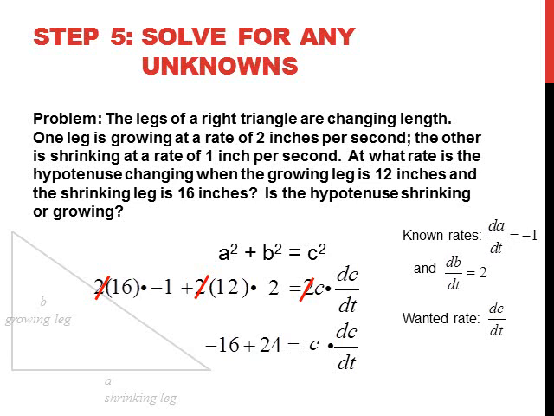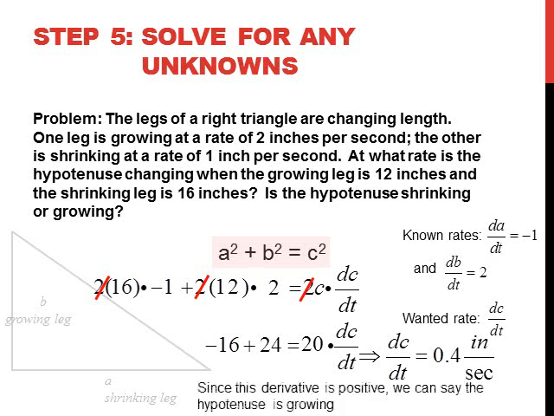What about c? At the moment in time, when the growing leg is 12 and the shrinking leg is 16, I can know the length of the hypotenuse. So I'll take out the c and I'll replace it with what it's equal to. I find that out by using the equation that relates the variables. It turns out that the length is 20 in this case. That allows me to solve for dc/dt and finally answer the question. Since this derivative is positive, we can say that the hypotenuse is growing.